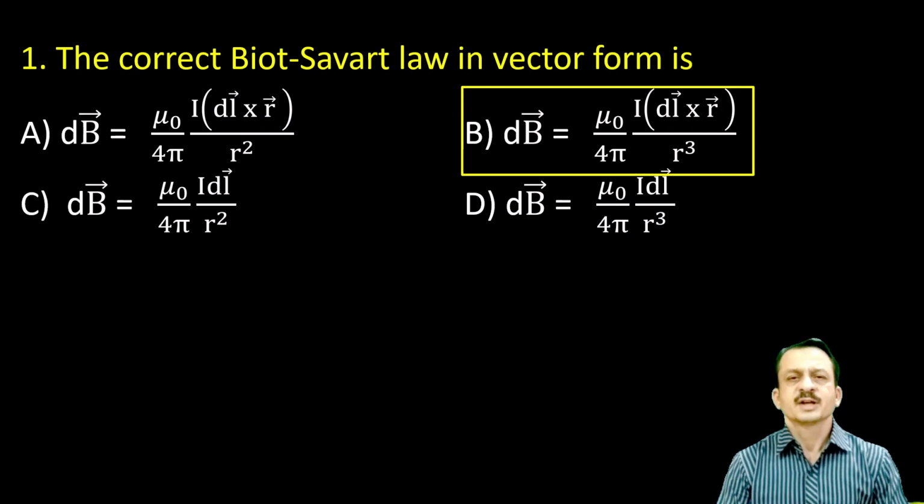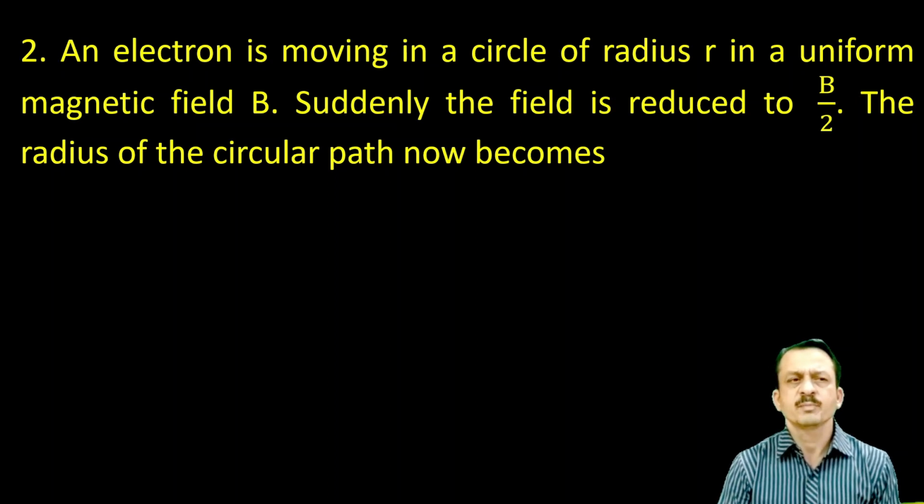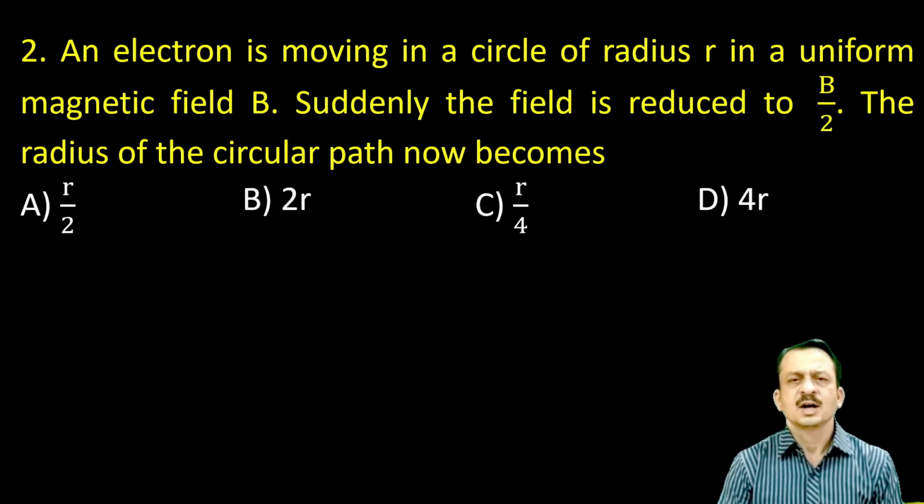Okay. Second problem. An electron is moving in a circle of radius r in a uniform magnetic field B. Suddenly, the magnetic field is reduced to B by 2. Then the radius of the circular path now becomes... An electron is initially revolving, therefore the magnetic field is B. As and when the field is reduced, what about the radius of the electron? The options are A r by 2, B 2r, C r by 4 and D 4r.